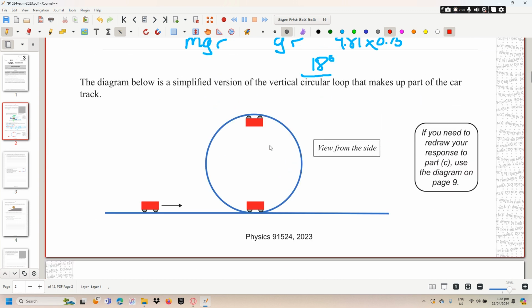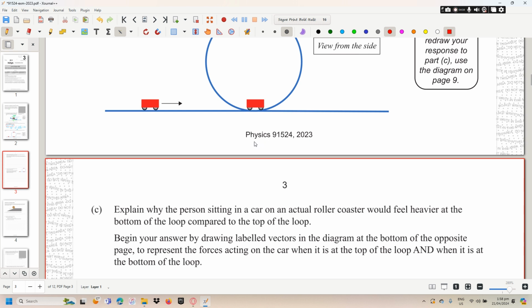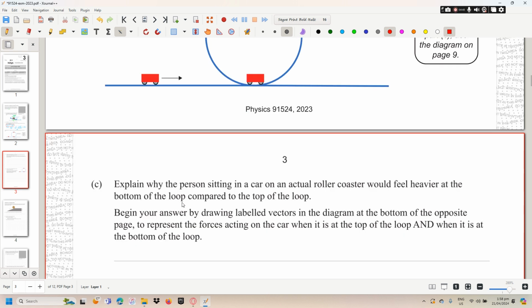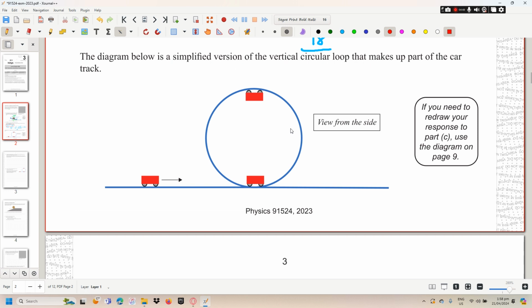Vertical circular loop that makes up part of the car track. Explain why the person sitting in the car would feel heavier at the bottom of the loop compared to the top of the loop. Begin your answer by drawing labeled vector diagrams at the bottom of the opposite page to represent the forces acting on the car when it's at the top of the loop and when it's at the bottom of the loop. Okay.